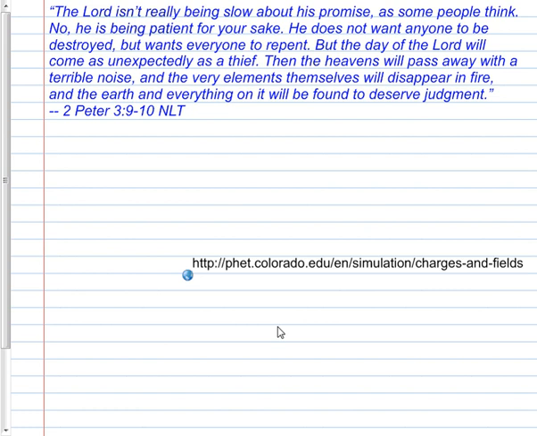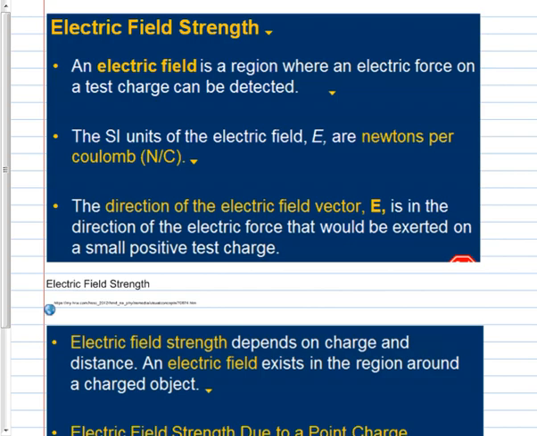Chapter 16, Section 3, Chapter 17, Section 1.